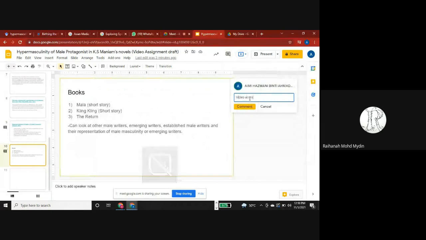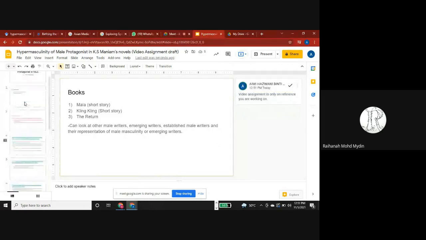So that being the case, don't waste your time looking at other references like Edward Said and all that. You only need those references at the beginning when you are operationalizing hypermasculinity. When you are defining hypermasculinity, you need those references. Other than that, go straight into the journal articles. Because you want it to be focused, you know?